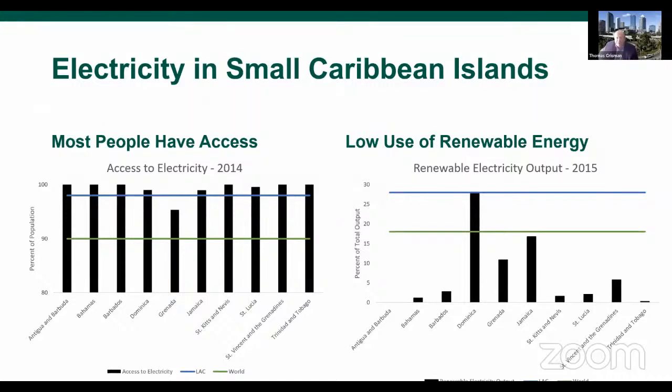Most people in the Caribbean have access to energy. However, very little of it is renewable. It relied on oil, most of which is imported from the United States. Not sustainable at all, because you must have money to buy the oil, and that money must come from tourism.